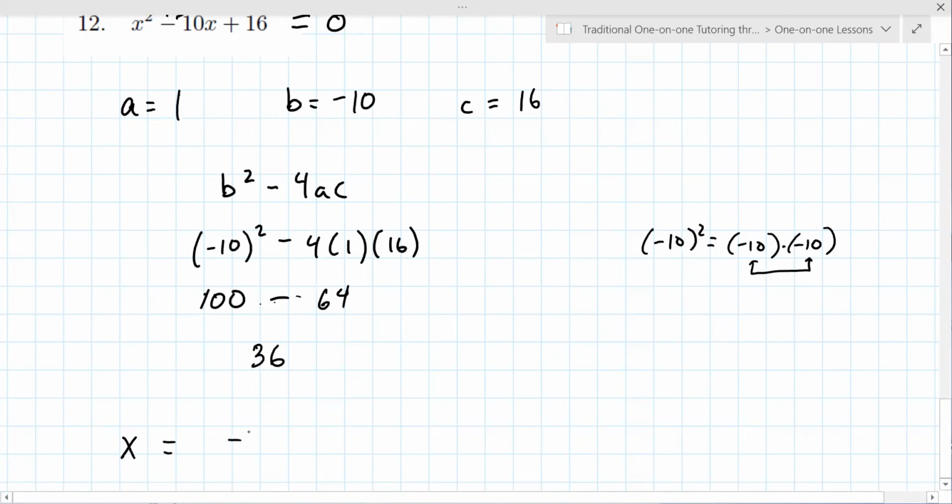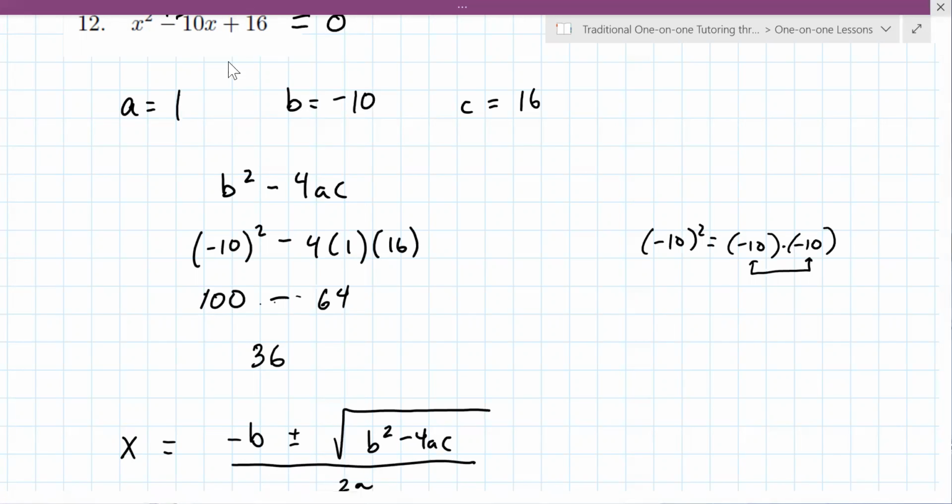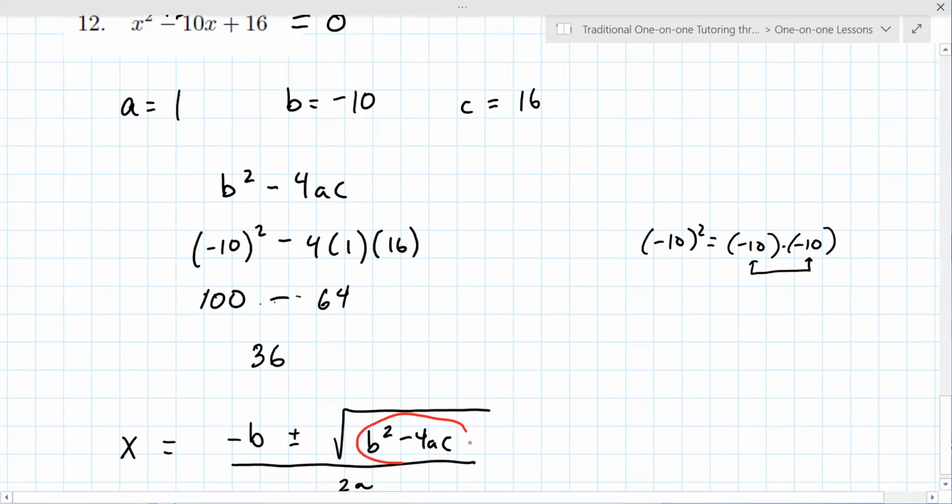Okay, now we write the quadratic formula. X equals opposite of B plus or minus the square root of B squared minus 4AC all over 2A. What is the part underneath the square root? What number goes here?